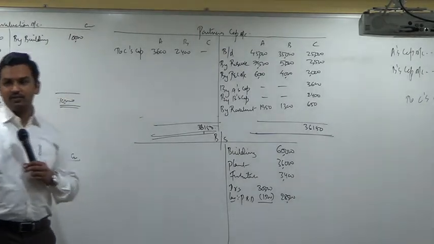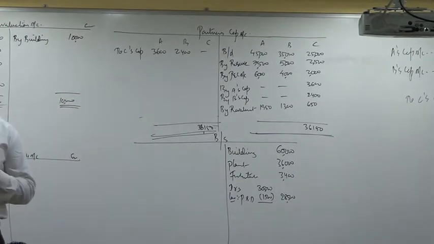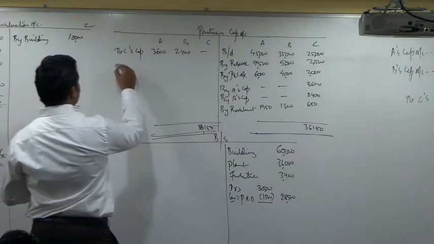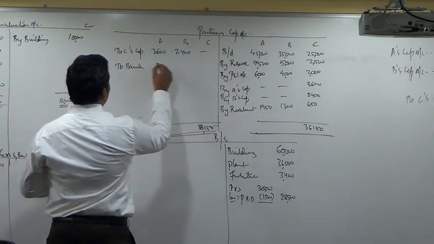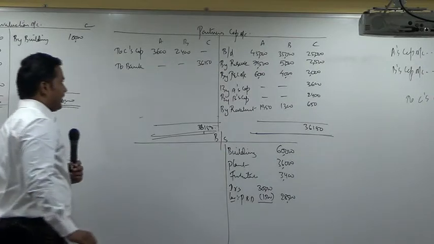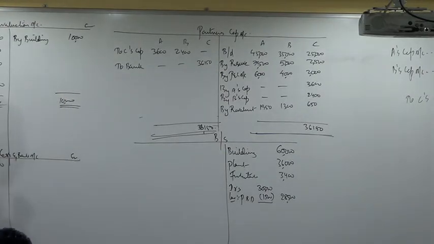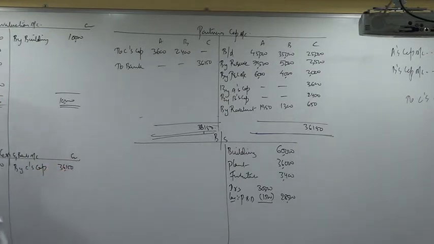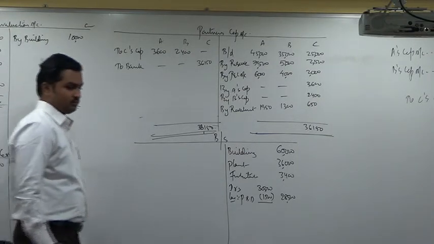We have to write a check now in favor of C. We have decided we are going to settle this account. What is the entry you write when you issue a check to C? C's capital account to bank account, 36,150. Bank account is credited by C's capital, 36,150.